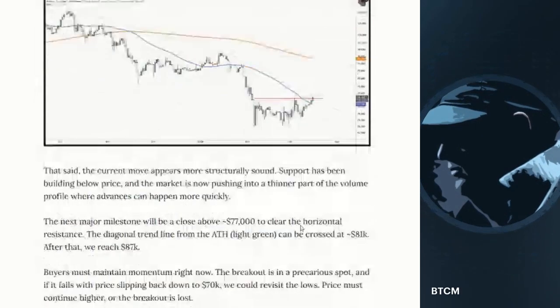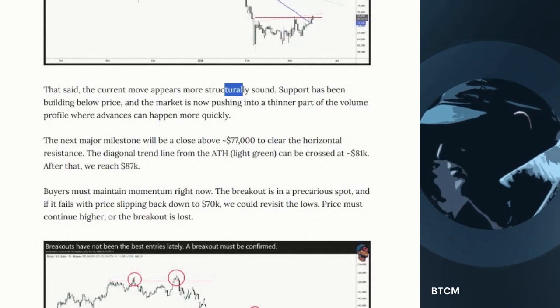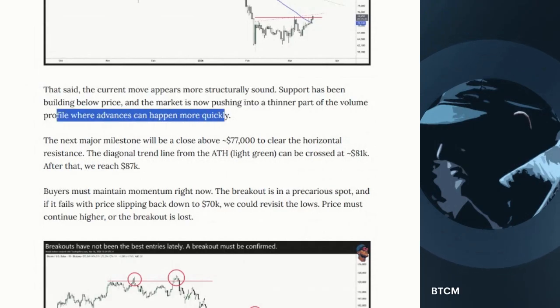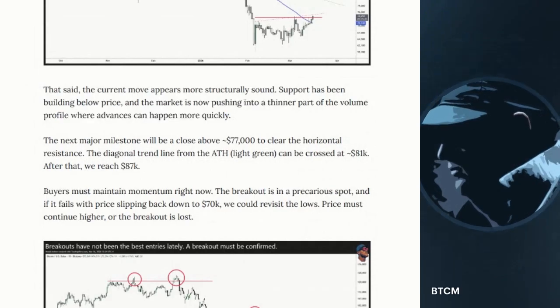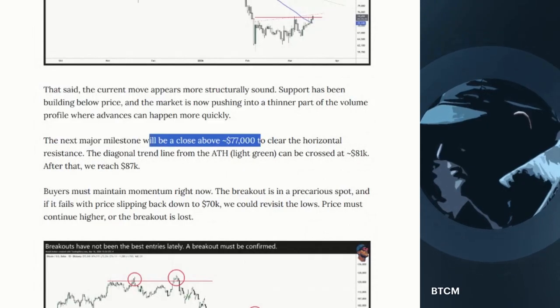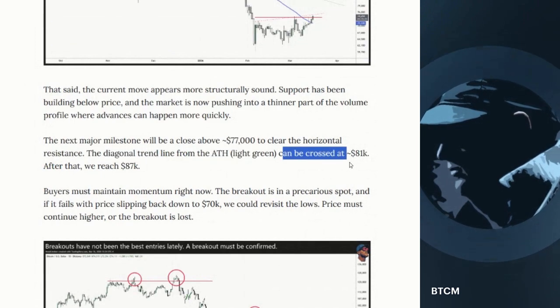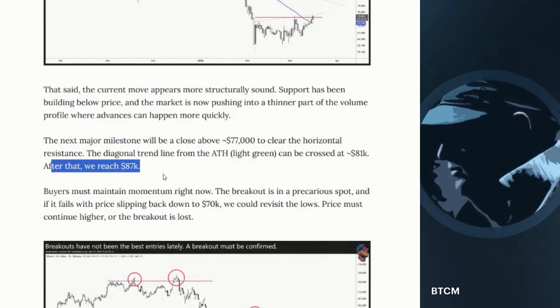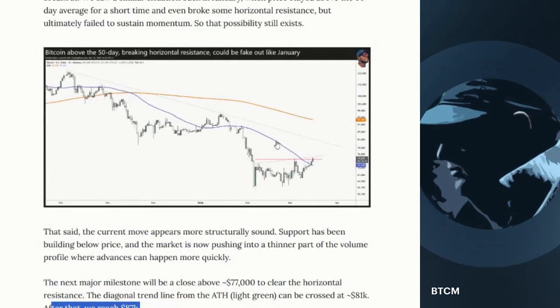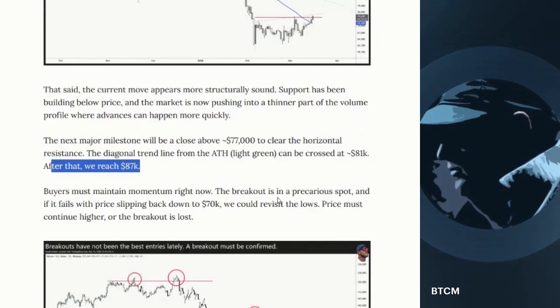All right. That said, the current move appears more structurally sound. Support has been building below price, and the market is now pushing into a thinner part of the volume profile where advances can happen more quickly. The major milestone will be a close above 77,000 to clear the horizontal resistance. The diagonal trend from the all-time high, light green, can be crossed at 81,000. After that, we reach 87. So there are, like I said, a few hurdles around here, but the next main target is 87,000.